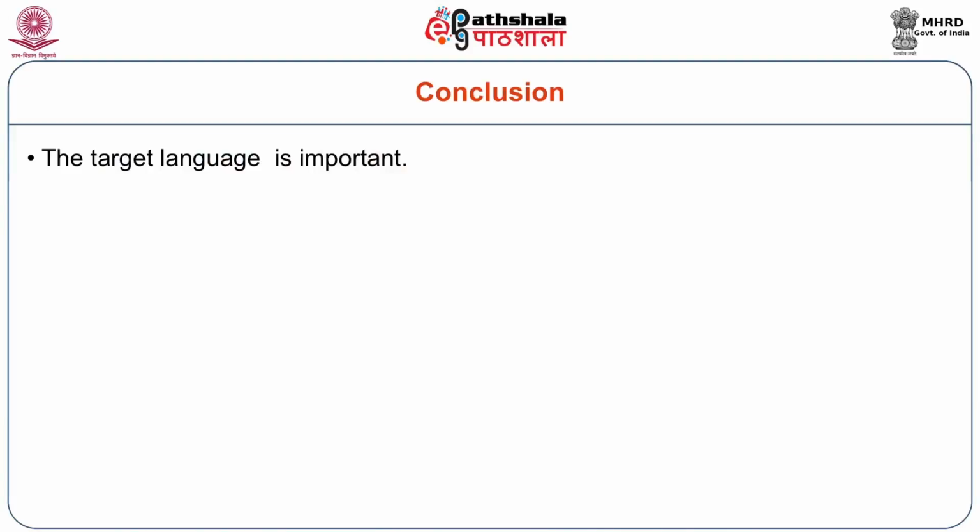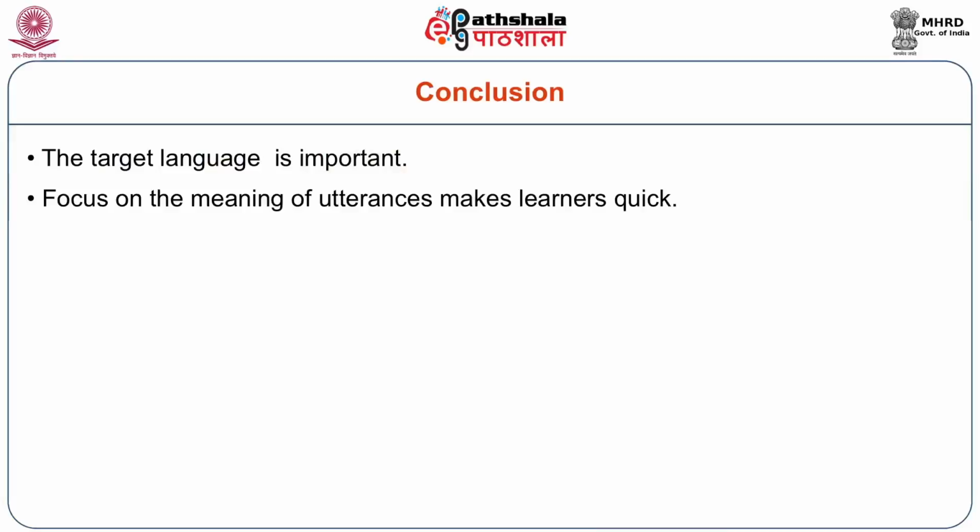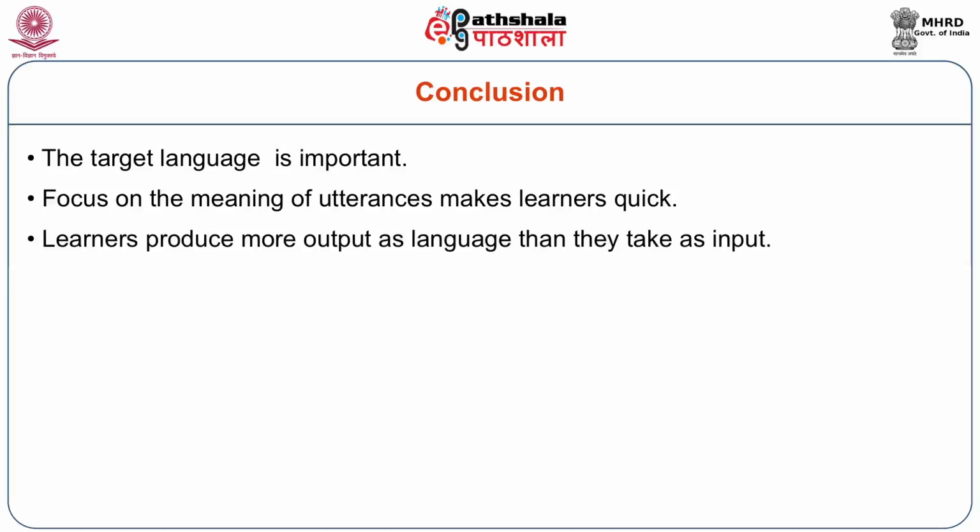It is very important, before understanding any theory and before going on to any further research on second language acquisition, to understand these 10 points proposed by VanPatten and Williams. These include: the target language is important. Focus on the meaning of utterances makes learners quick. Learners produce more output as language than they take as input, because they also have something with them as part of the L1, so they add something.